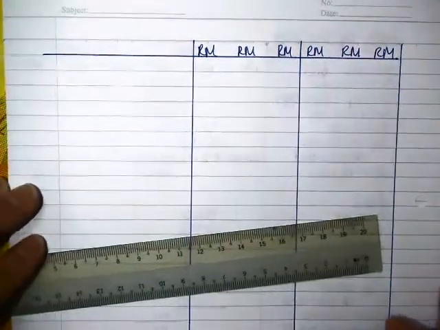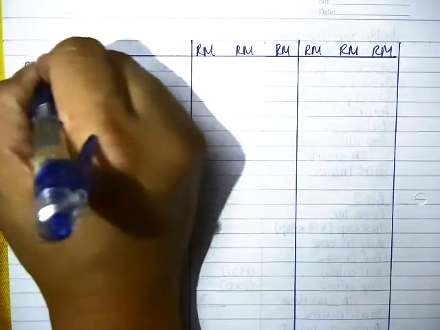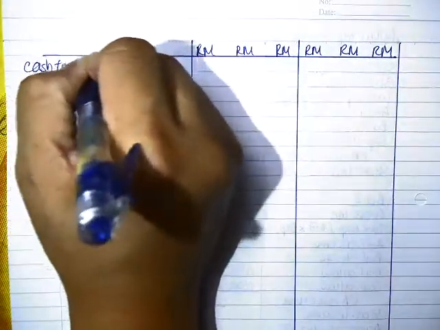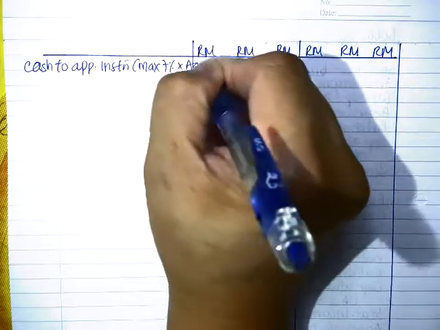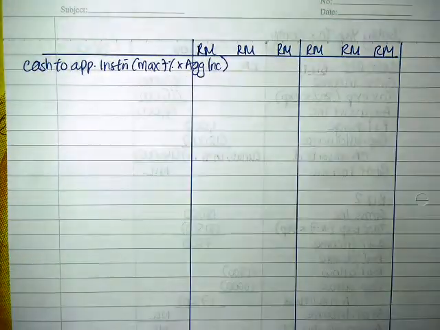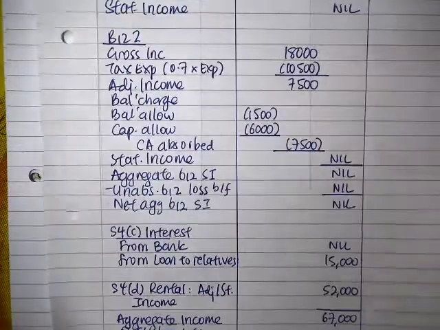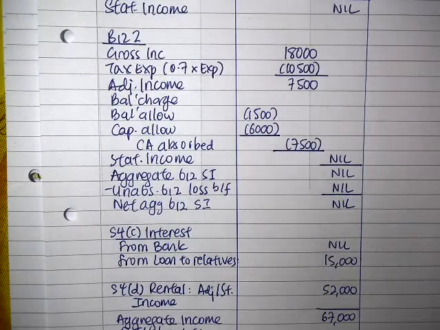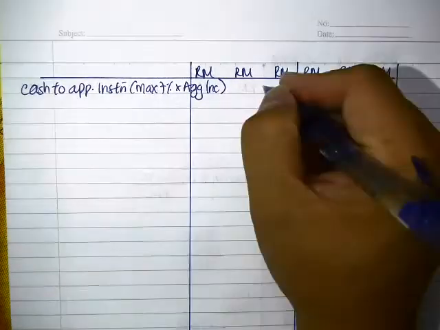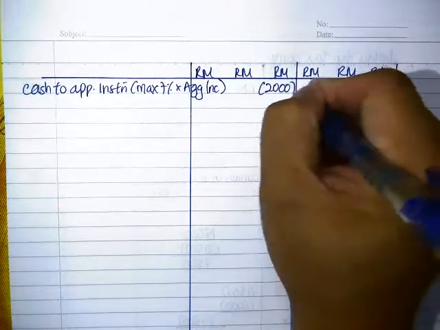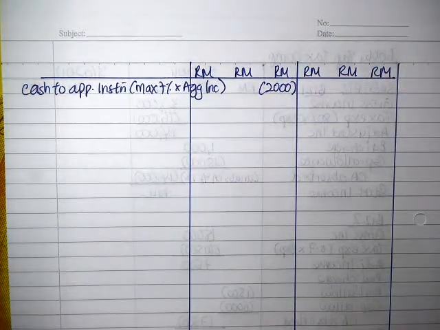Alright, so my first donation is the cash to approved institution. That maximum will be 7% of your aggregate. If you look at your aggregate, it is 67,000, so 7% is 4,690, and we just have 2K over here. No problem, you can claim that.